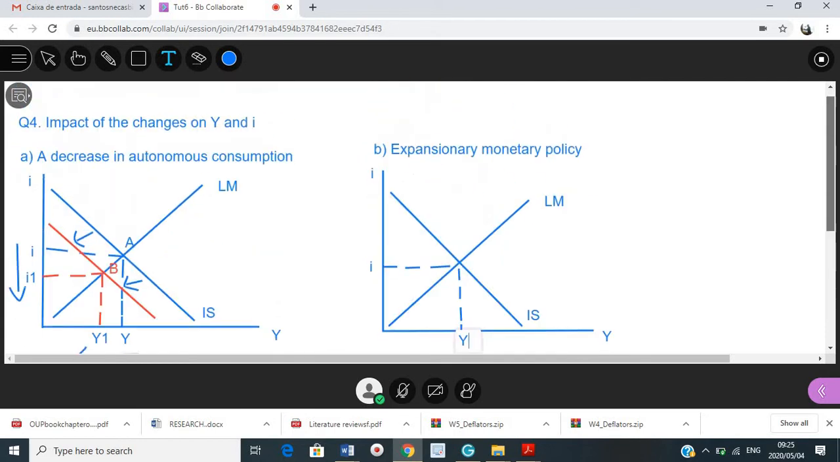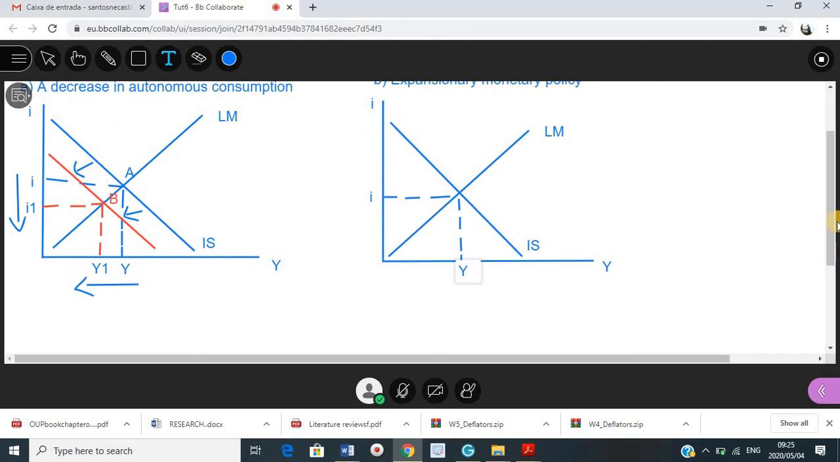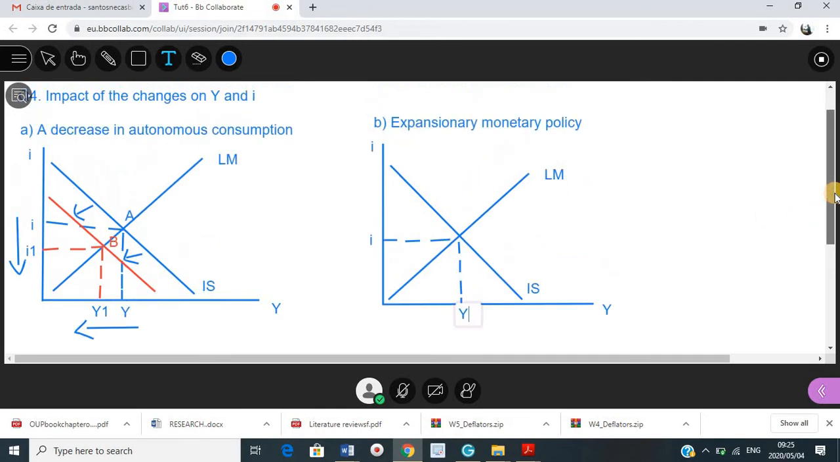So we know that an expansionary monetary policy basically shifts what? Our LM downwards, or to the right. So let's do it. I'm just going to change the color, and I'm going to draw. This comes like that. Alright, so here we have our new equilibrium. Here we have our new interest rate.